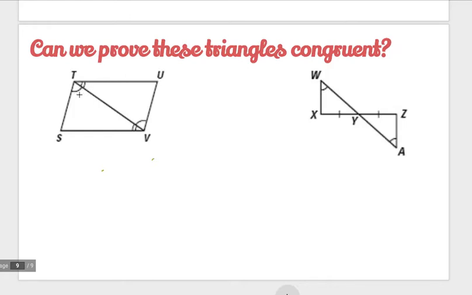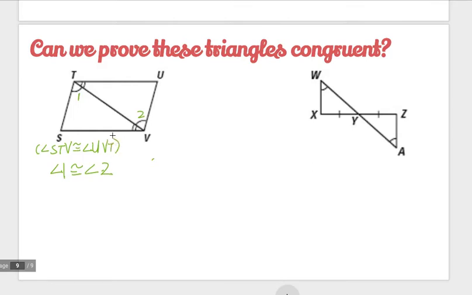So the better way, instead of using one letter, you can use three letters, called STV. Or you can just label this as 1 and 2. So angle 1 is congruent to angle 2. Or if you want to use three letters, you can say STV is congruent to UVT. So it's more letters, right?